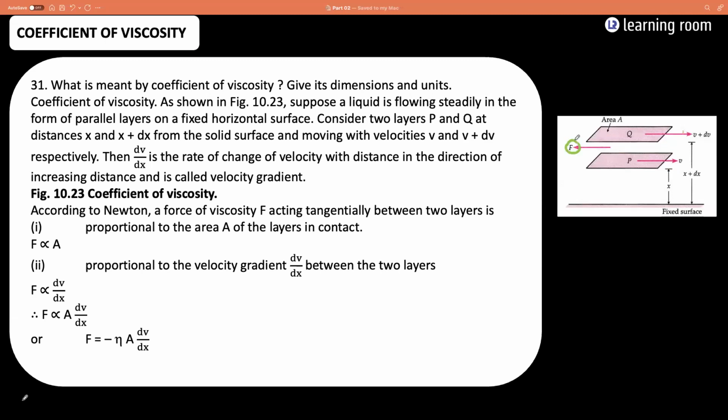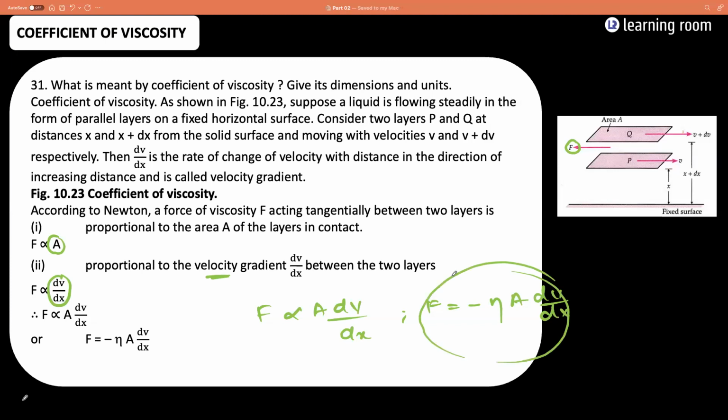That the frictional force acting between the layers of the liquid is directly proportional to the area of contact, right? And it is also directly proportional to the rate of change of velocity with respect to distance. That is called the velocity gradient. So when you combine both, F was observed to be directly proportional to A into dV by dx, or F is equal to minus eta into A into dV divided by dx, right? This we have already seen.